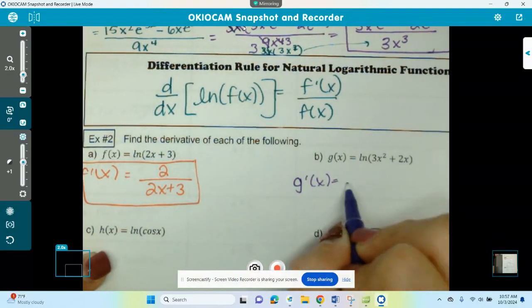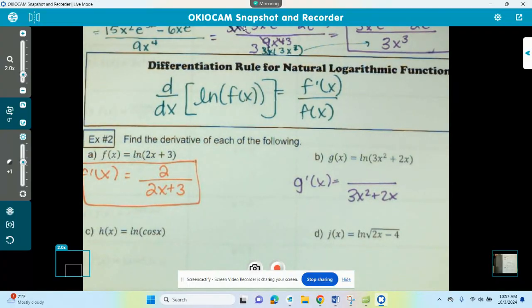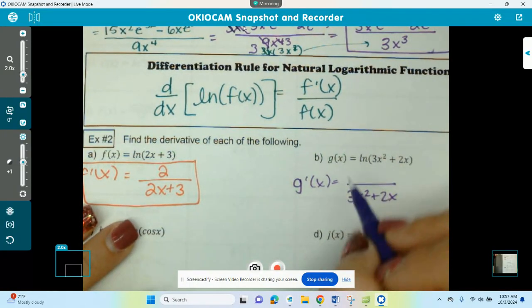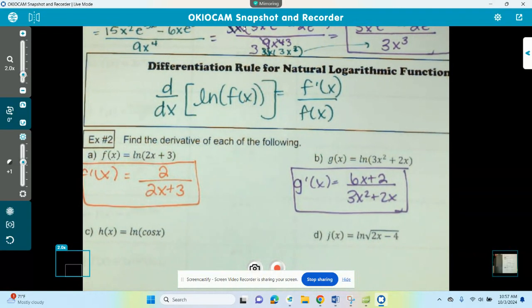All right. The bottom is the same, so 3x squared plus 2x. What's the derivative of 3x squared plus 2x? 6x plus 2. There's your answer. We good?